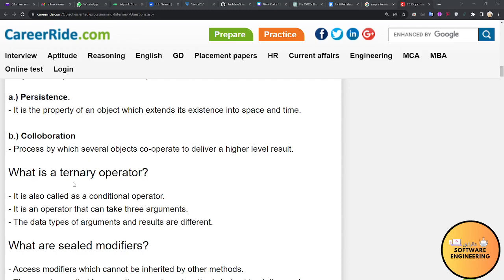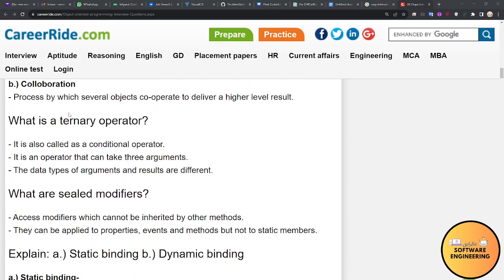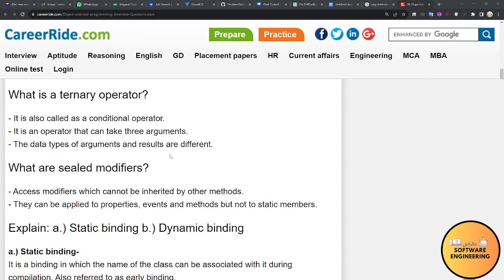طيب What is a ternary operator? ايه هو a ternary operator؟ It is also called as a conditional operator. It is an operator that can take three arguments. The data types of arguments and results are different.